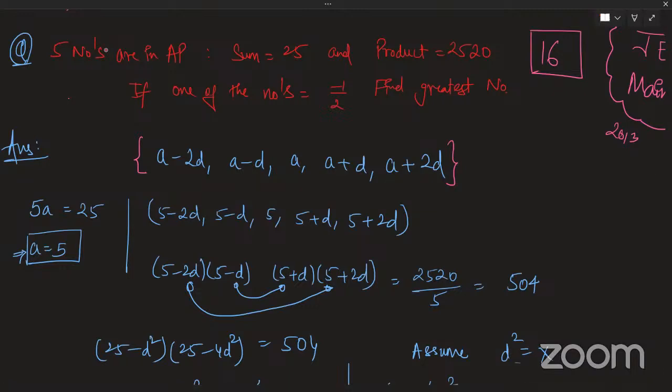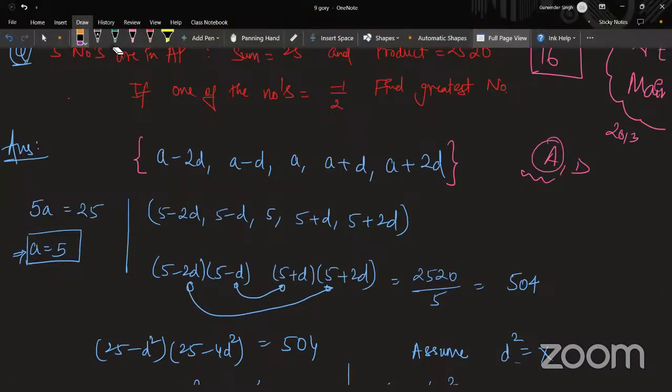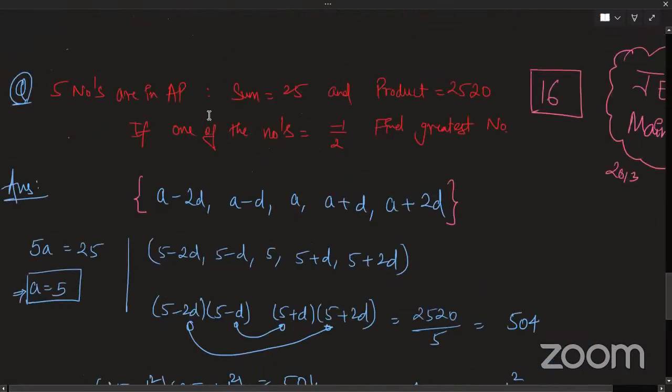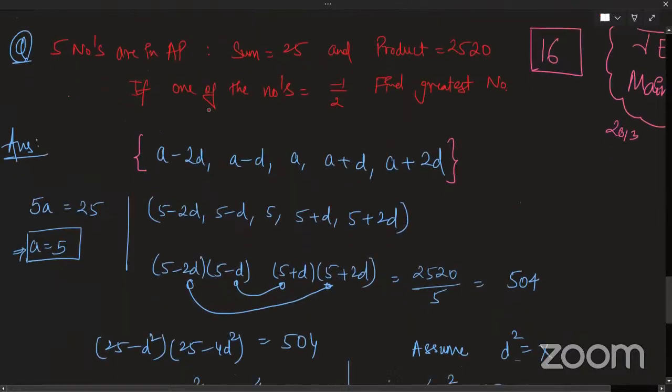Because generally what happens is I get the value of A and D, so I assume that A is my first number and D is my common difference. But here my first number is A minus 2D, or wherever you have started from. So when you have shifted your AP, if they are asking you the largest value or the first value, come back and look at the first value that you have taken. A is not your first value.